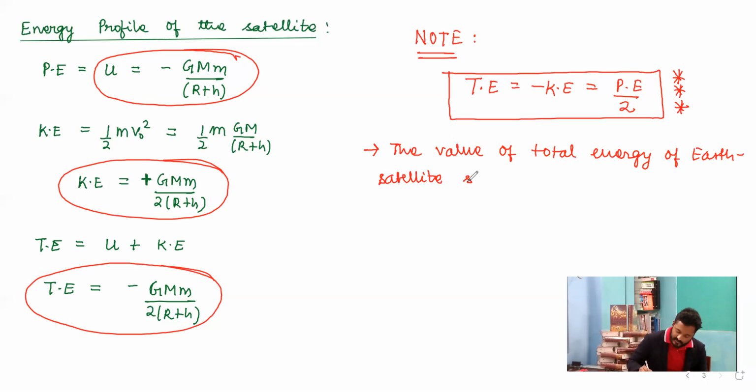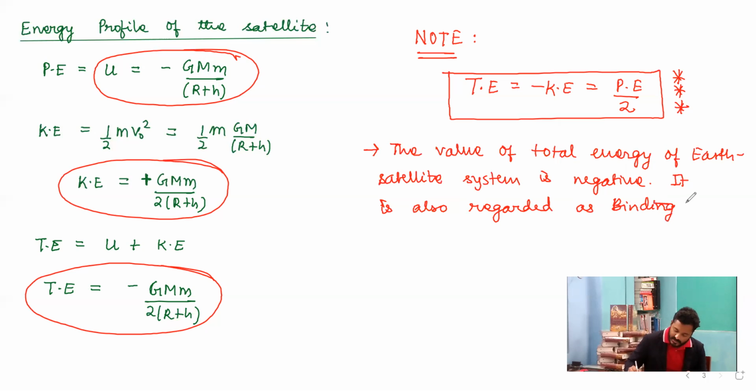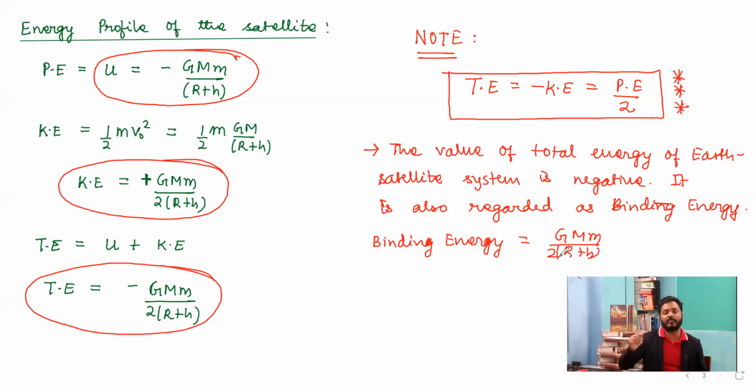Of Earth satellite system is negative. It is also regarded as binding energy. So when I say binding energy, I mean to say that if I supply this energy to the satellite, then it will escape to infinity.